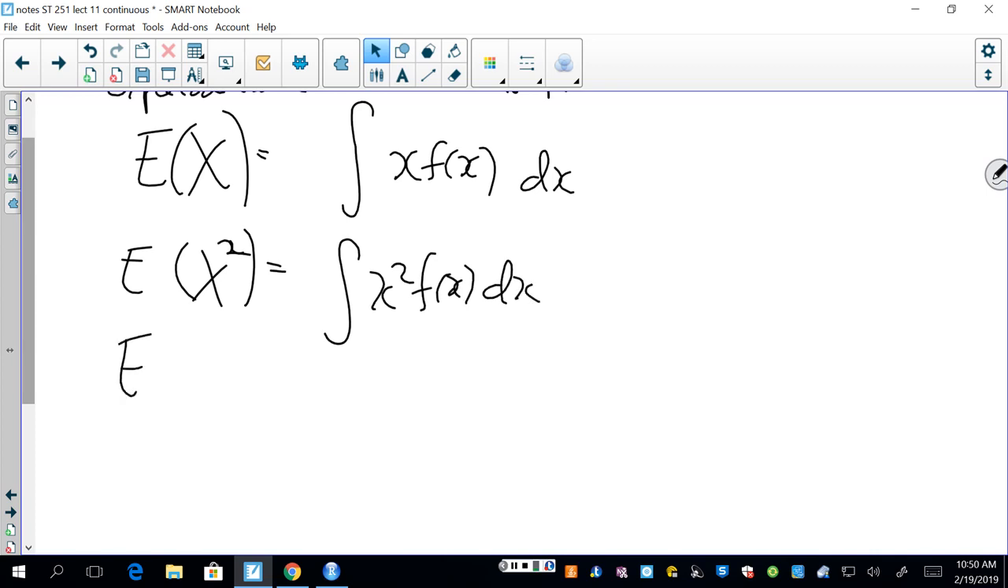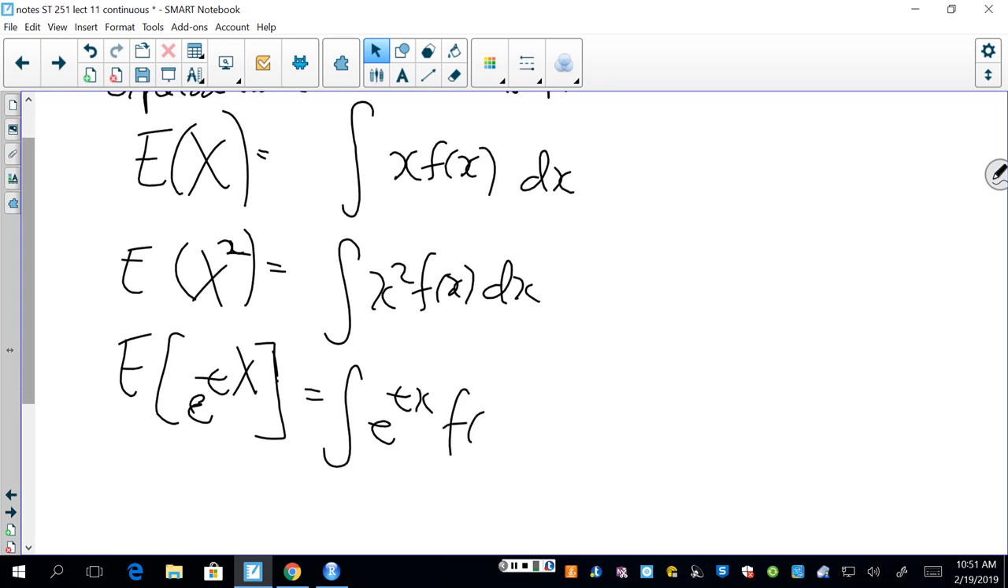If you needed to get the moment generating function, that's the expectation of e to the t x in brackets. Then it's an integral of that particular function times the density. So whatever function of x you have here, it's like that. So let's look at some examples.